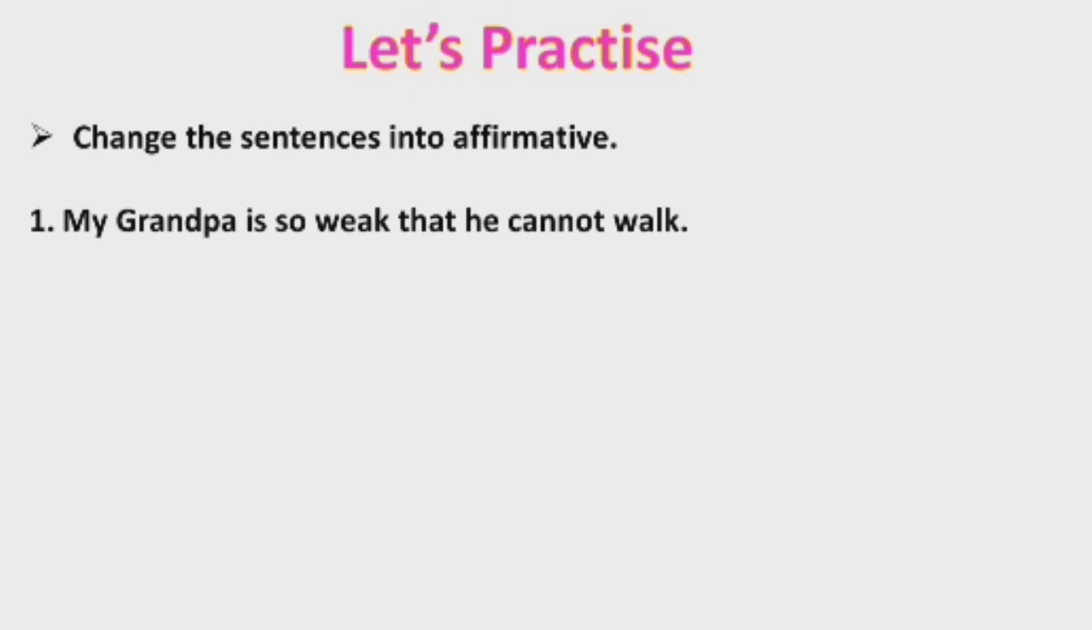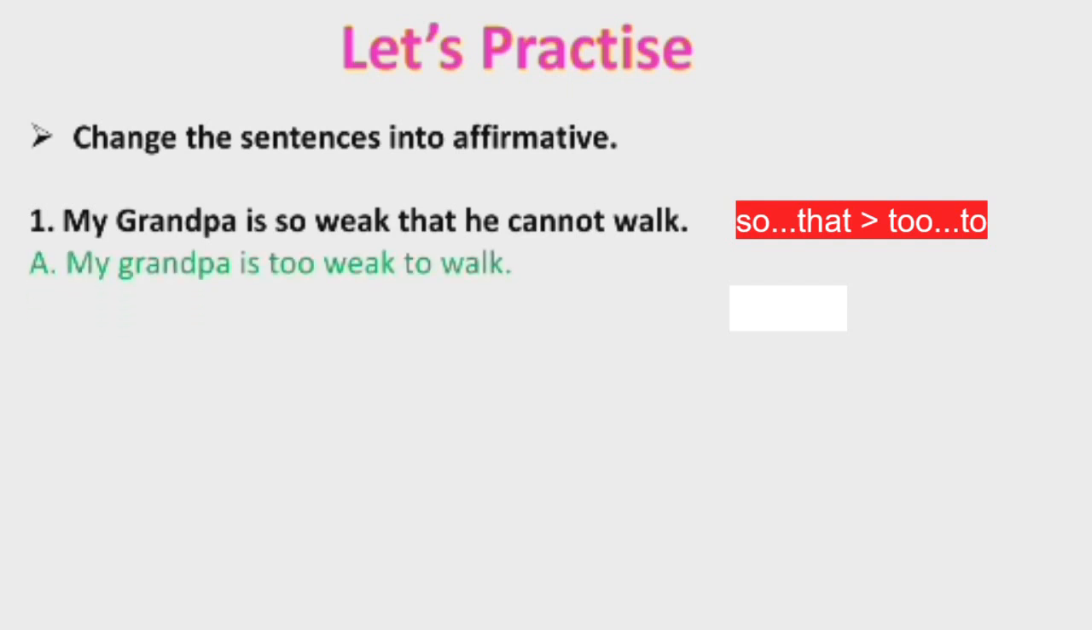But if we remove that, the meaning will be changed. So here we will be replacing "so that" with "too... to". This is the "too... to" pattern. Many a time in your exam also you would have attempted the question of remove "too" and use "to". So whenever "so that" is given, we have to replace it with "too... to", so that we'll be able to convert it into affirmative, and we'll be removing "cannot" also. Both will be removed. So my grandpa is too weak to walk.